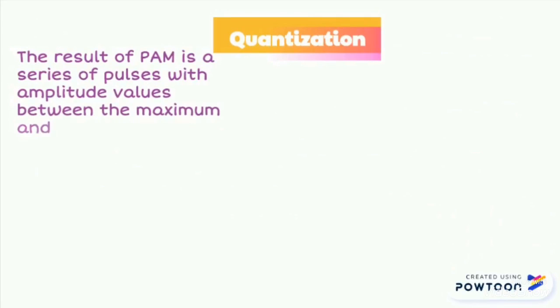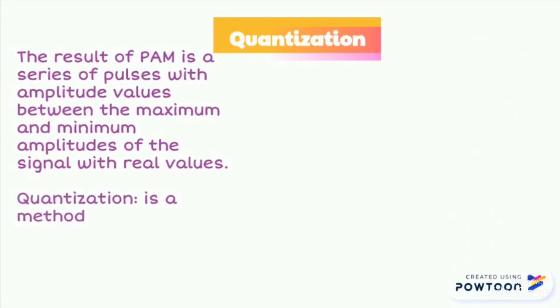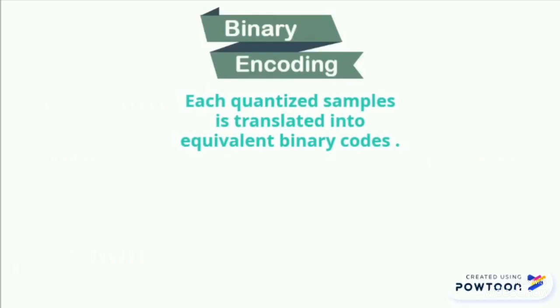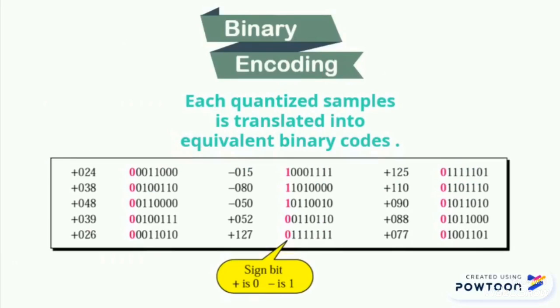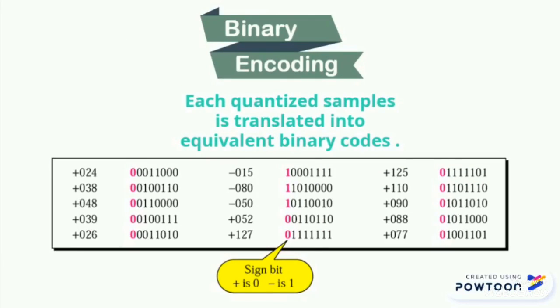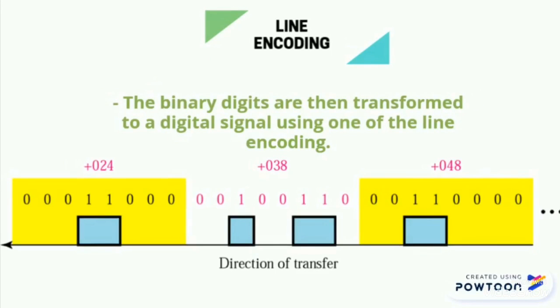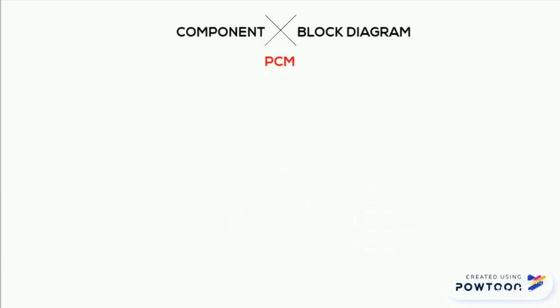Second, quantization. The result of sampling is a series of pulses with amplitude values between the maximum and minimum amplitude of the signal, with real values. Third is binary encoding. Each quantized sample is translated into equivalent binary codes. Fourth is line encoding. The binary digits are then transformed to a digital signal using one of the line encodings.